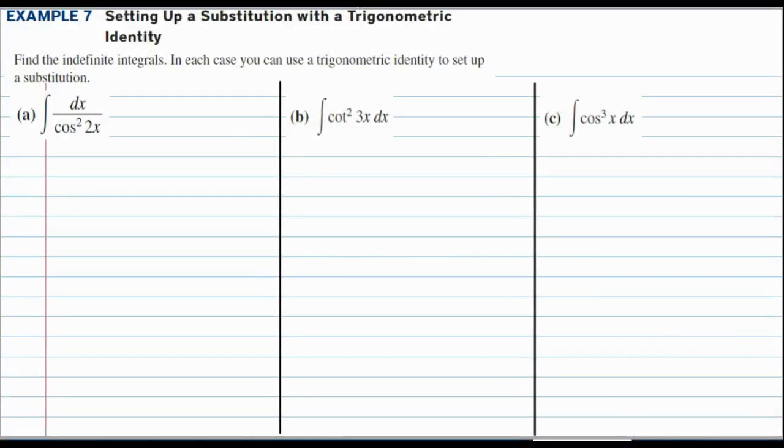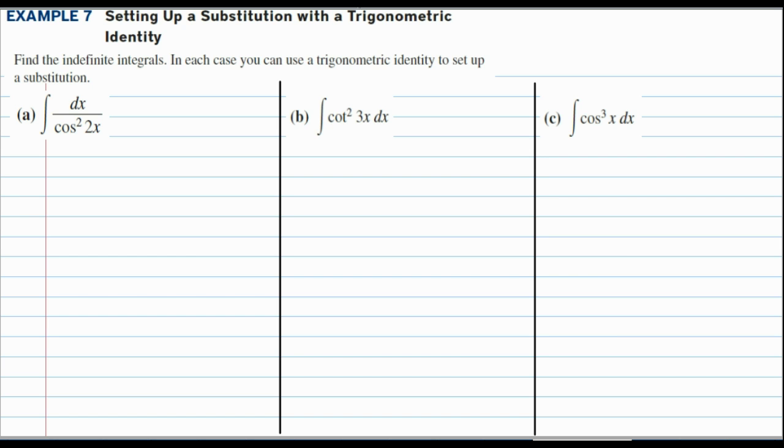This is the screencast for section 6.2, example 7, setting up a substitution with a trigonometric identity. So you used a simple identity in the last example. You know, tangent is sine over cosine, or cotangent is cosine over sine. But what about here when we have trig squared? So you might have to use those trig identities from pre-calc.